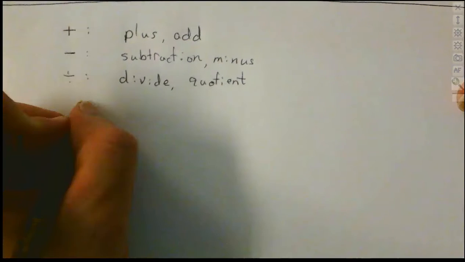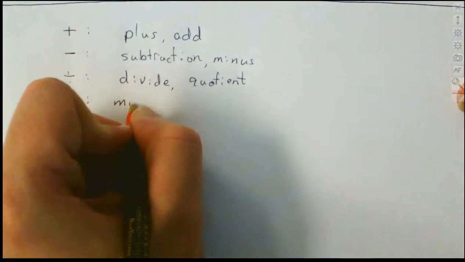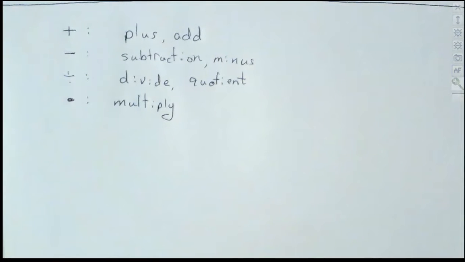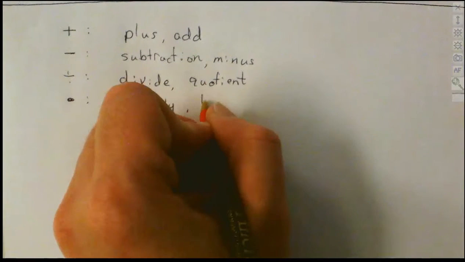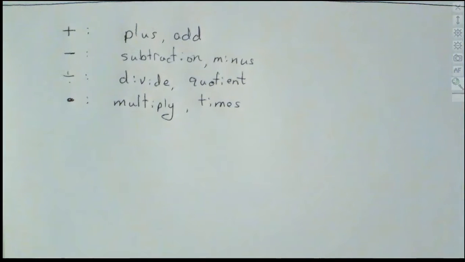What about multiplication? When we talk about multiplication, we can multiply. So that means multiplication, and that's about the only one for it. So we're going to be using these terms here. Oh, and times. Don't forget about times here. Times also means multiply. So multiply and times both mean the same thing.